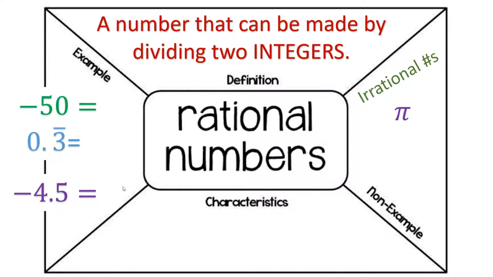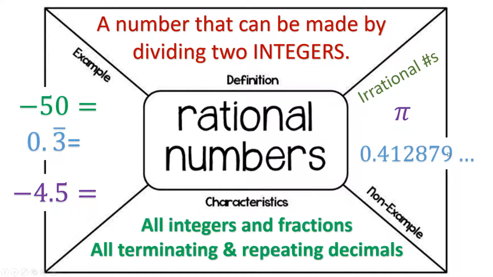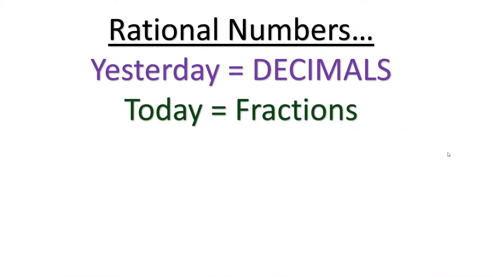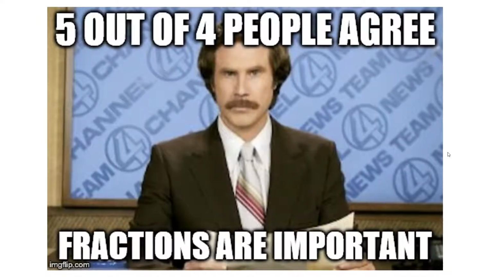Under the non-examples, you have anything that's considered an irrational number, such as pi, or a number that goes on forever and doesn't repeat. And the characteristic is that rational numbers are all integers and fractions, and all terminating and repeating decimals. So all of those types of numbers are considered rational numbers. Yesterday's lesson we did decimals. Today we're going to do fractions. And here's just a little fraction humor.